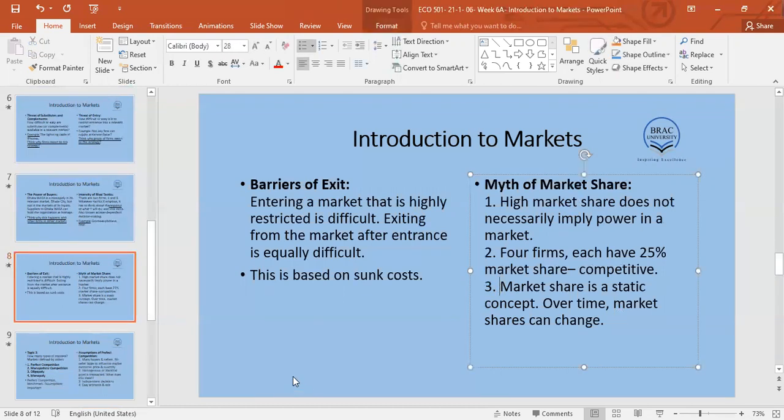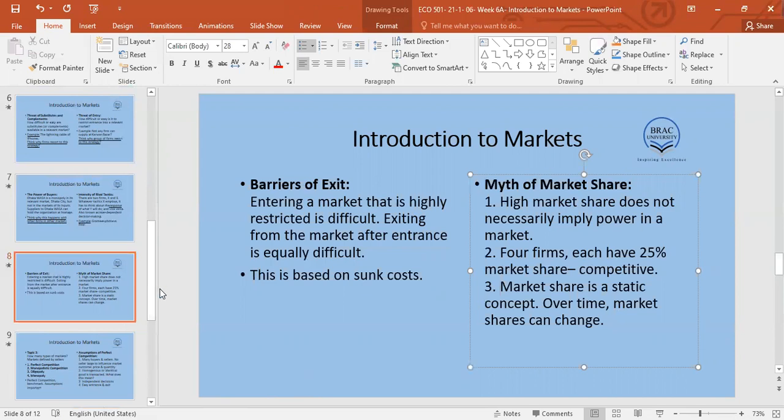Another thing is that market share is a static concept. Over time, market shares can change. Why do they change? What are the economic arguments? What are the political arguments? What are the legal arguments? We're going to look at these as well.